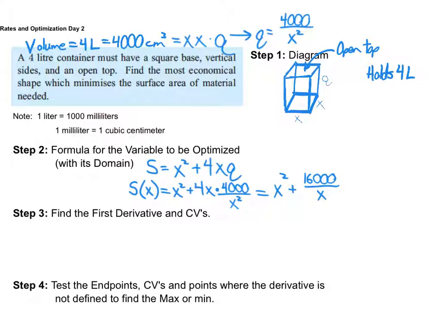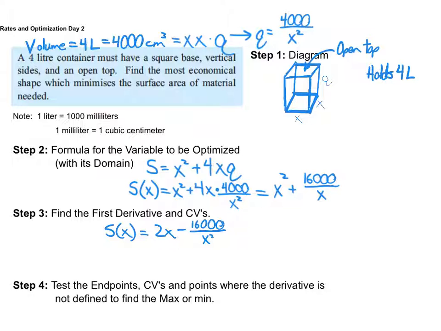All right, so we have 2x minus 16,000 over x squared. This 16,000 over x is 16,000 x to the negative 1, so it's minus 16,000 x to the negative 2, so that's over x squared. And now we need to figure out when this will equal 0, to get the critical values.